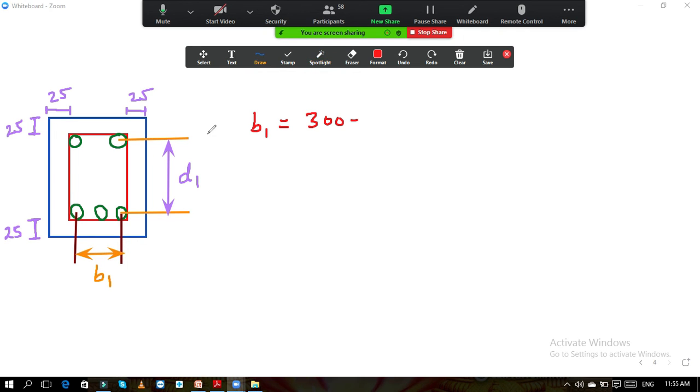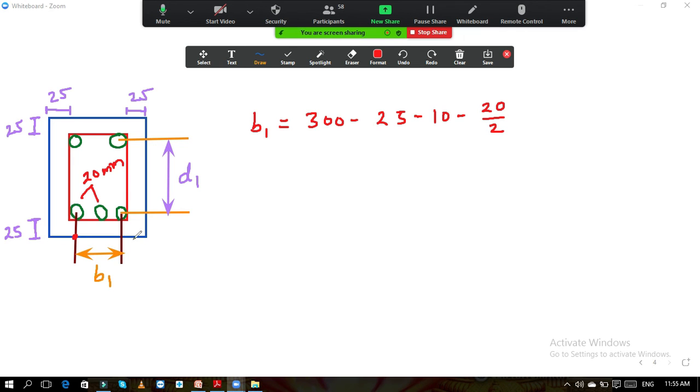For that purpose, first minus 25 from this side. Then the diameter of the stirrups bar, that is 10 mm, so minus 10. Then again minus, this bar diameter is 20 mm. It will be the center of this bar, so it is minus 20 by 2. Right, now I come to this point. I subtracted from this end.